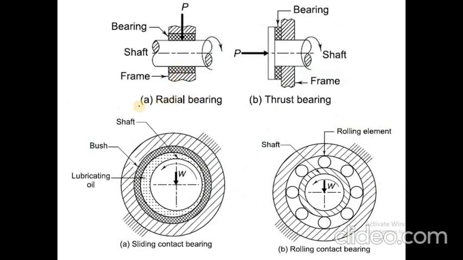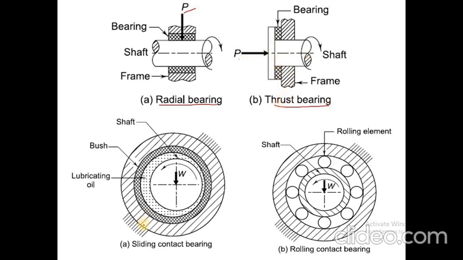So here are the images of radial bearing and thrust bearing, classified based on the direction of the force acting on a bearing. Now here P is the force which is acting on a bearing. In case of a radial bearing, P is acting in a direction perpendicular to the axis of the shaft. It acts along the radius of the shaft. So the bearing which takes this radial force is called a radial bearing. Whereas in the case of a thrust bearing, the force P is acting along the axis of the shaft. So the bearing which takes up this axial force is called a thrust bearing.